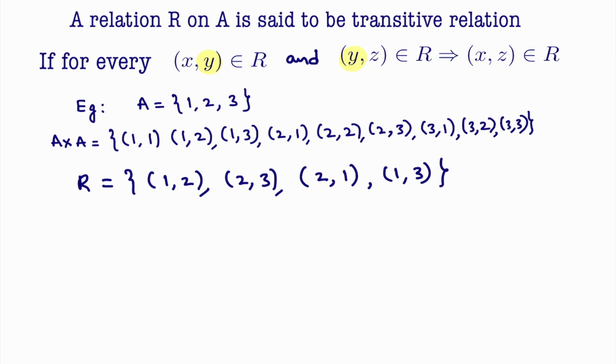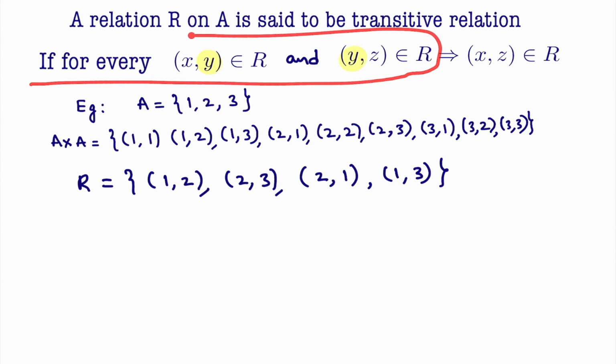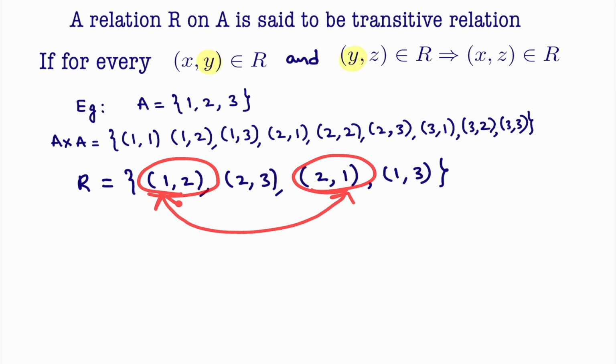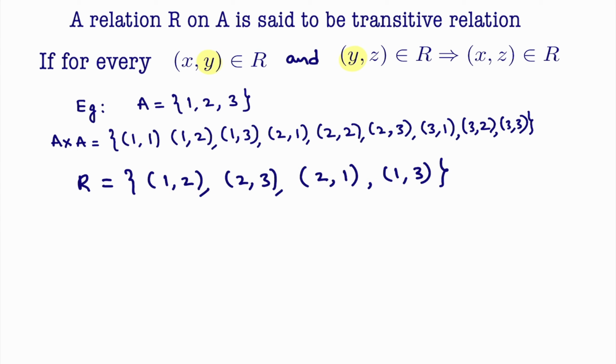I hope you understand. When it is transitive, we have to do so much work. What is that? For every such ordered pair, you need to check that (x, z) is there in the relation or not. When it is not transitive, actually things are easy. Why? Just give the counter example. In this case, (1, 2), (2, 1) are there in this relation, but (1, 1) is not in this relation. Therefore, this relation is not transitive. Like that, we can say directly.